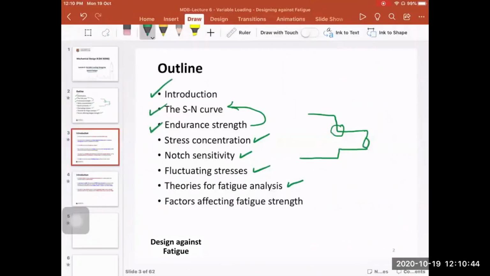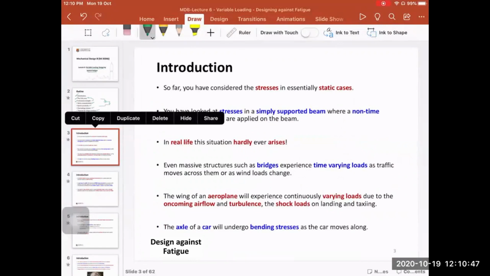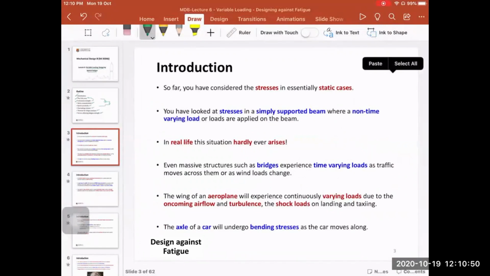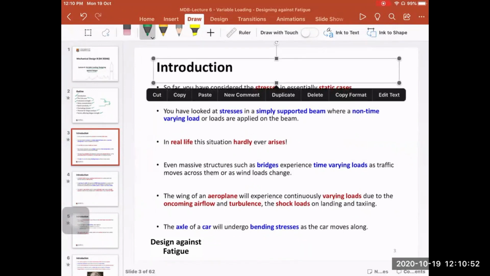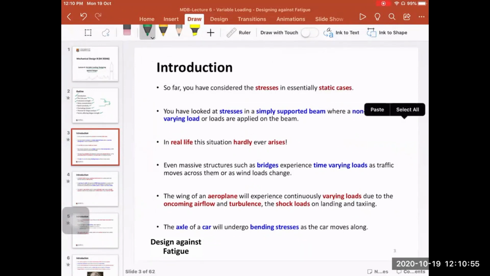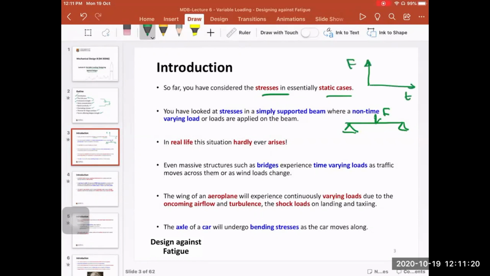Okay. So here is the introduction. So far, you've studied the static cases, or static stress cases. We were focusing more on static loading, or studying stresses based on static loadings. Okay, so simply you have just studied, for example, simply supported beams with non-time varying loads. So you have a beam, something like this, with a load F, where the force itself, if this is the time, this is the force. So the force does not change with time in this case.